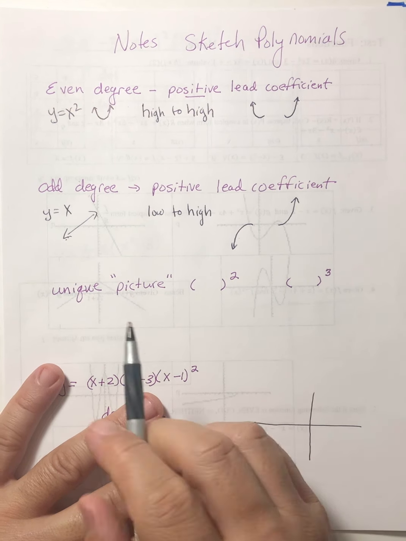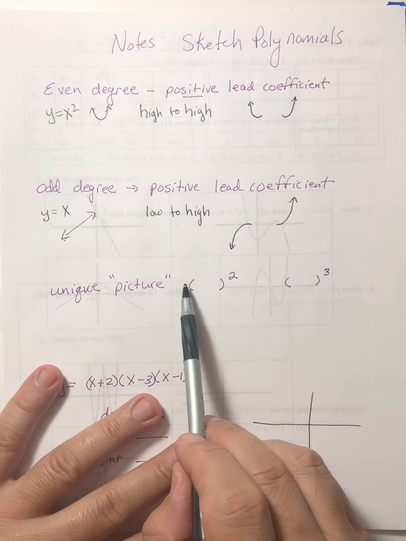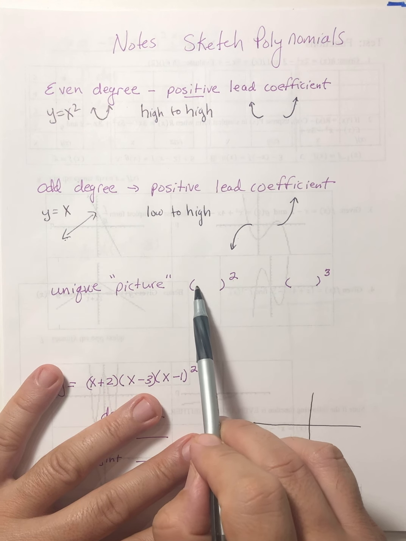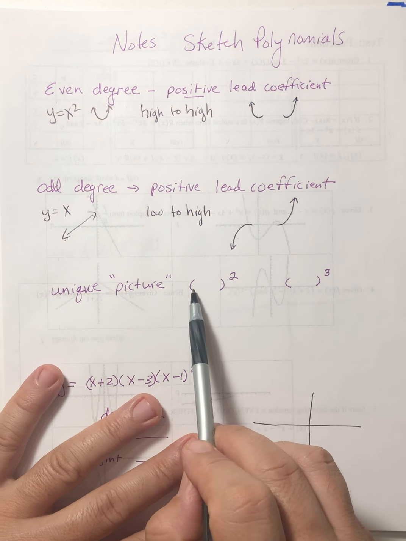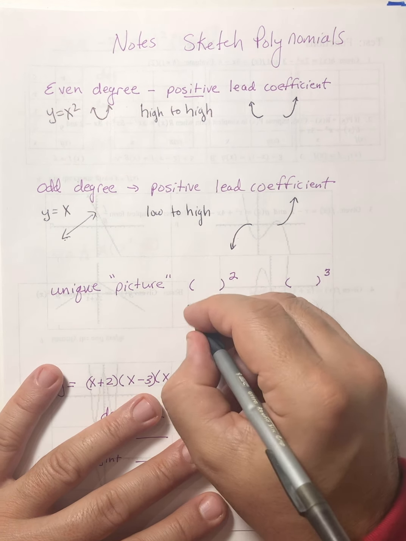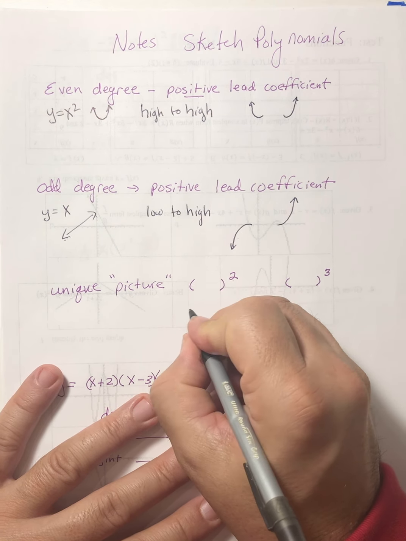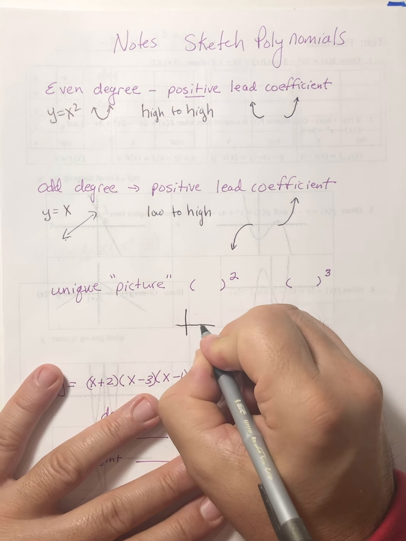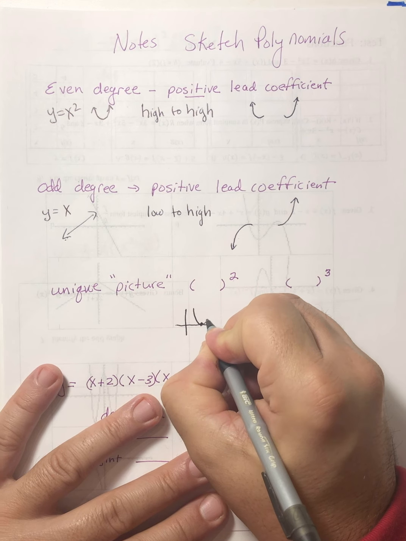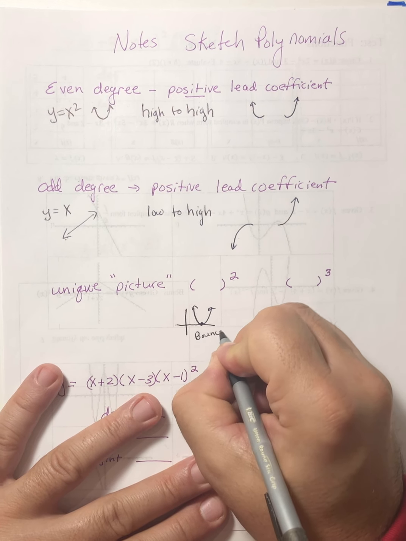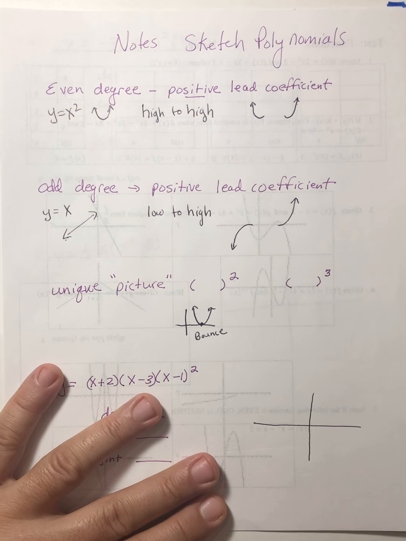Okay. Now some unique pictures. If you see something like x plus 3 quantity squared, so you have a factor that's being squared, that is what we call a bounce. So if you're looking at an axis, that looks like this. It looks like a bounce. I call it a bounce, like you're bouncing the basketball off your head.